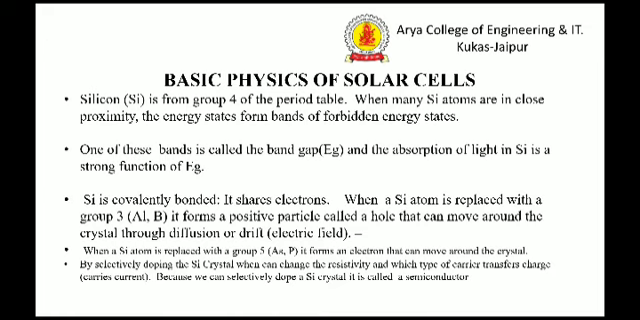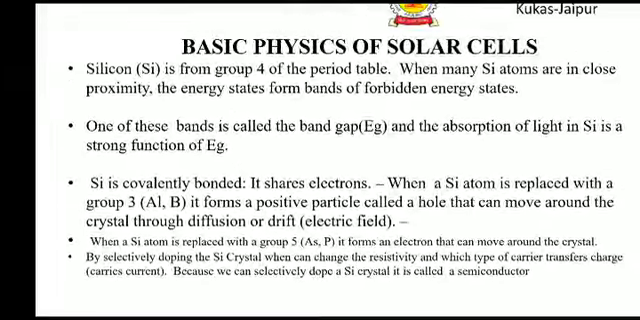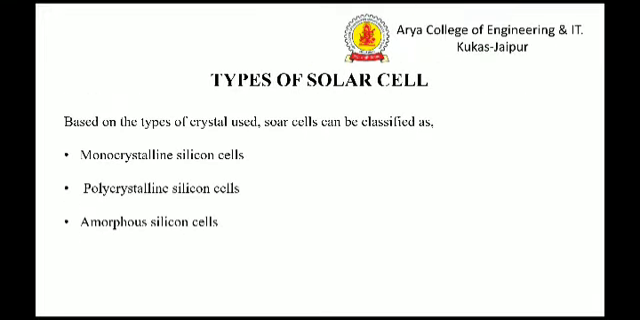Silicon is conventionally bonded. It shares electrons. When a silicon atom is replaced with a group 3 atom, that is aluminum or boron, it forms a positive particle called a hole that can move around the crystal through diffusion or drift. When a silicon atom is replaced with a group 5 atom, it forms an electron that can move around the crystal. By selectively doping the silicon crystal, we can change the resistivity and which type of carrier transfers charge. Because we can selectively dope a silicon crystal, it is called a semiconductor.